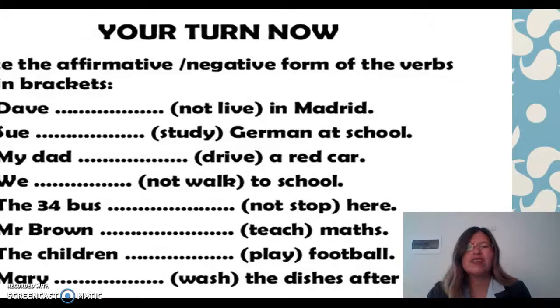What about number 3? My dad is going to drive a red car. We aren't going to walk to the school. The 34 bus is not going to stop here. Mr. Brandt is going to teach math. The children are going to play football. Mary is going to wash the dishes after lunch.